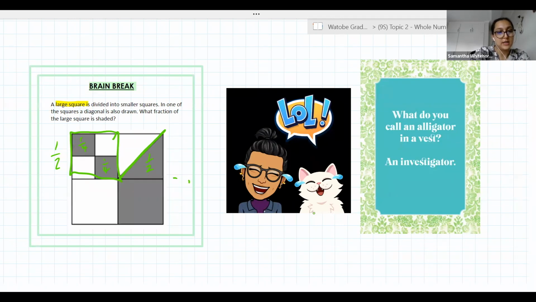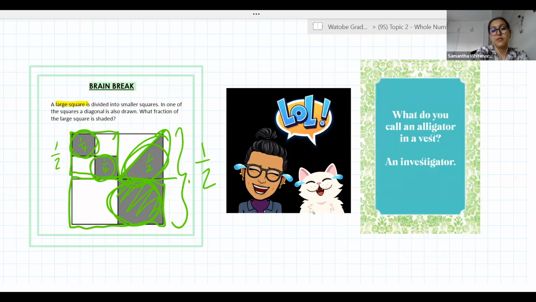Now, if we look at this whole bottom rectangle here, technically that is half of the big square. And so we've got one portion of it shaded. And so if we've got combined a half shaded at the top and a half shaded at the bottom, that would mean in total only half of my square is shaded. So half a square, well done.